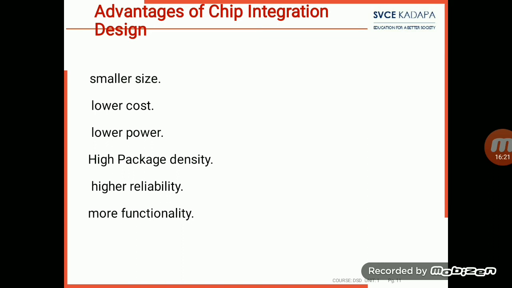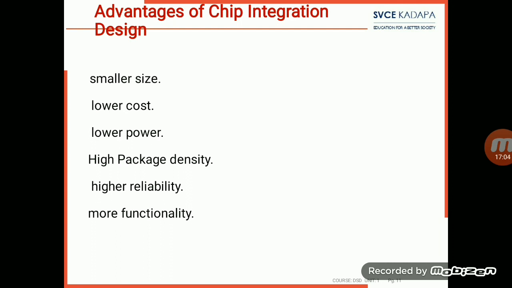Next, go for advantages of chip integration or IC technology, the advantages of digital system design. We have so many advantages compared to the existing one. First is smaller size, low cost, low power, high package density, high reliability, and more functionality. By using CMOS, we can implement any IC, and that IC is very small compared to relay based, vacuum tube based, or discrete semiconductor based designs. That's why you can go for digital system design with CMOS.